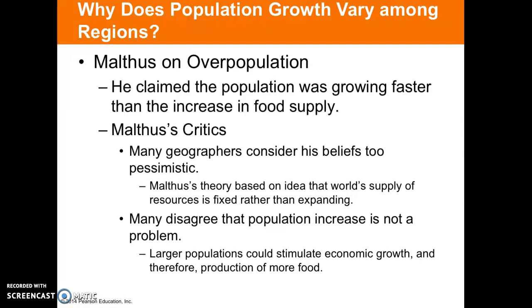Many people at the time thought that his beliefs were too pessimistic, but he believed that there was a crisis point in which the world would exceed its ability to produce enough food to feed itself, and you can see that on the graph on page 178 in your reading. Many geographers today consider his beliefs to be too pessimistic, and his theory was based on a world supply of resources that were fixed rather than expanding. And he was again looking at food resources.